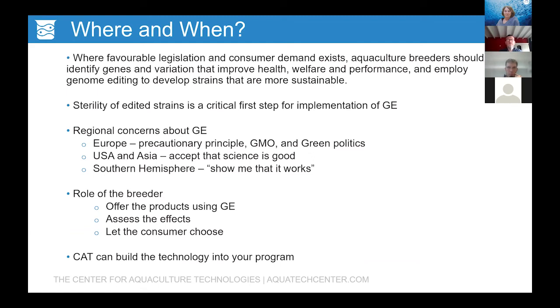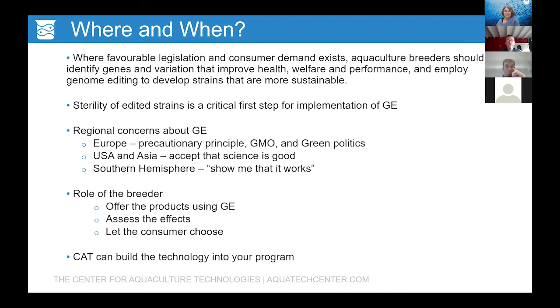So where and when? Where the legislation is favorable and where consumer demand exists, and where we're able to identify those genes and the variation that we want. So typically in the areas of health, welfare, and performance, we can bring gene editing into that structure and use it as a means of developing the genotypes we want. We see sterility of those edited strains as being a critical step for the control of the use of the technology within the production environment. And that's a fundamental prerequisite of the work that we're doing.